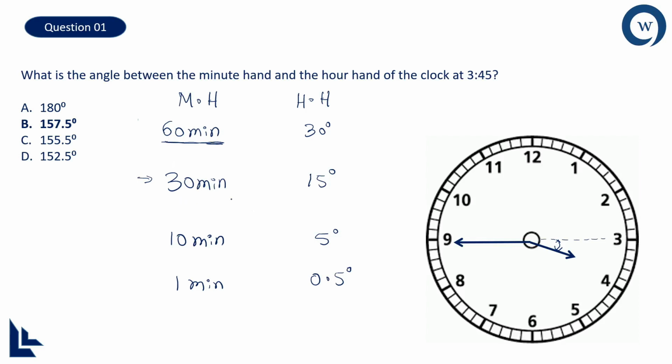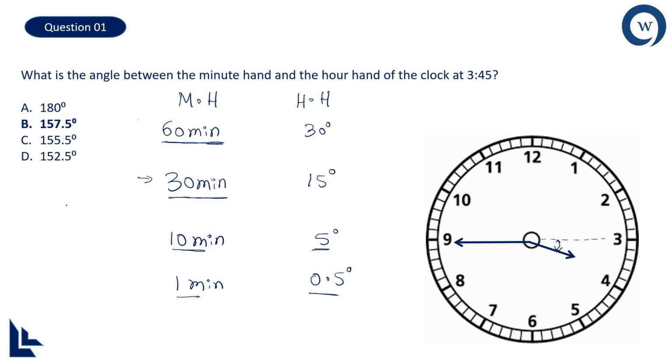Similarly, for 30-minute deflection in the minute hand, the hour hand covers 15 degree, which is half of the minute value given here. This 5 degree again is half of the minute value given here. 0.5 degree is half of the minute value given over here. This is one simple thing you need to understand, and that will be necessary for you to solve this problem. I hope all the basics are clear for all of you right now.